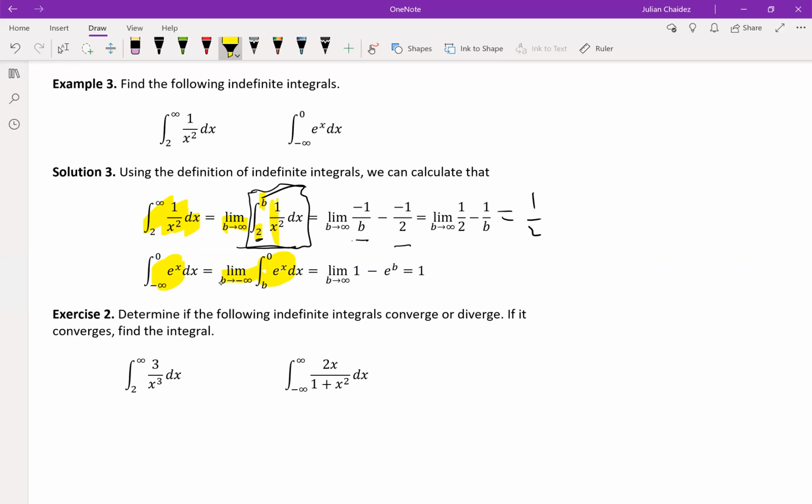And now if I take the limit of that as b goes to negative infinity, it's very important, then the e to the b part goes away, because the limit of e to the b as b goes to negative infinity is 0. So the whole limit of that whole thing is just going to be 1.